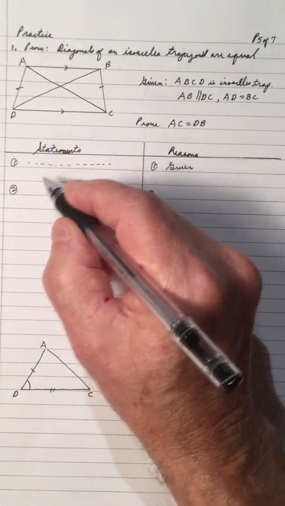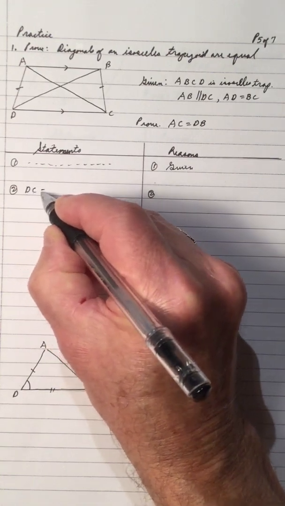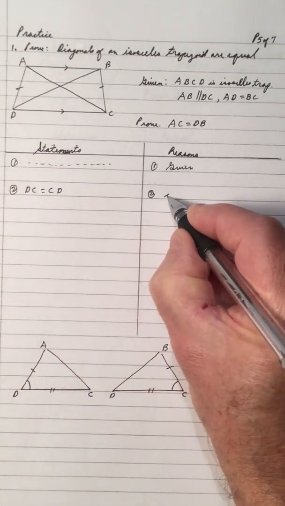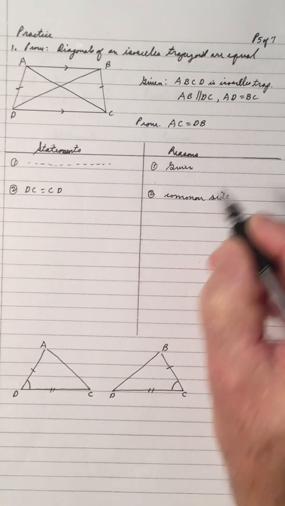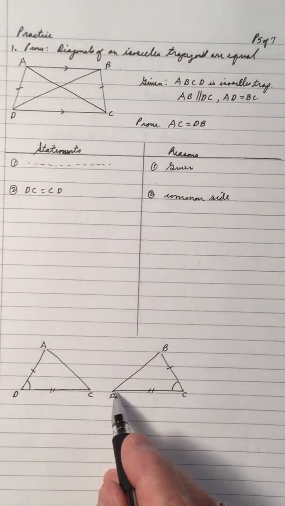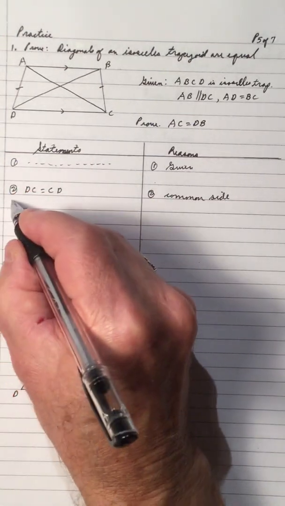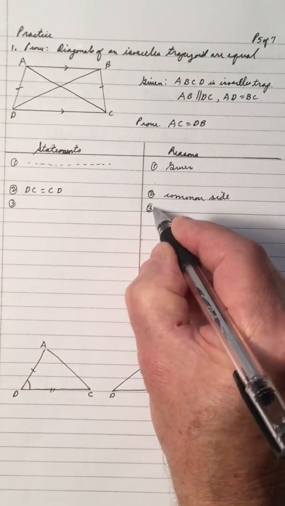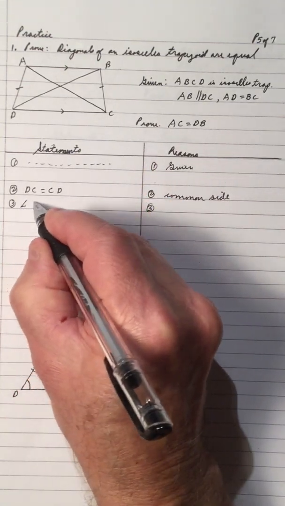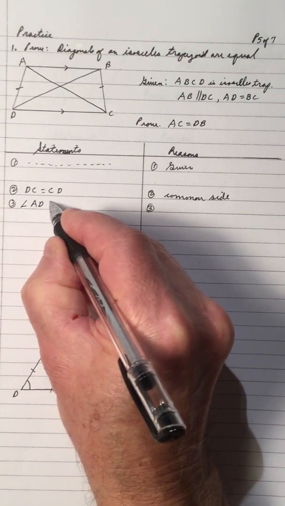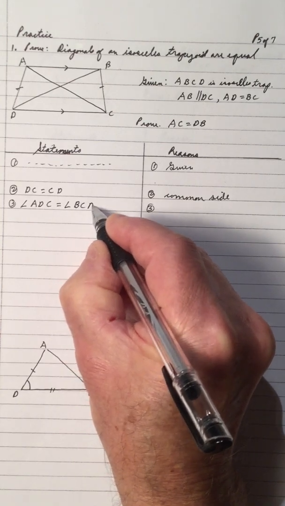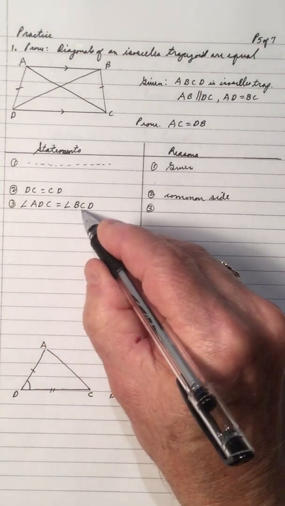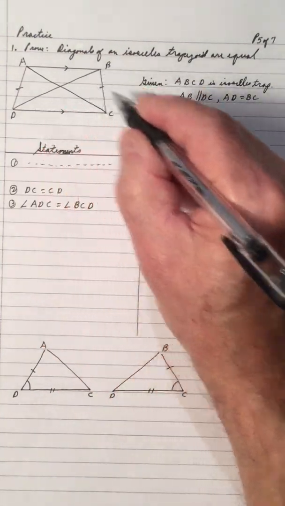So we got a given. So we can say that BC equals DC, common side, so that's in both of these triangles, right here and here. And number 3, because it's overlapping, I have to say angle ADC is equal to angle BCD. So that's angle D right here. This is the angle C, which is here, but I had to use 3 letters because it's overlapping here.